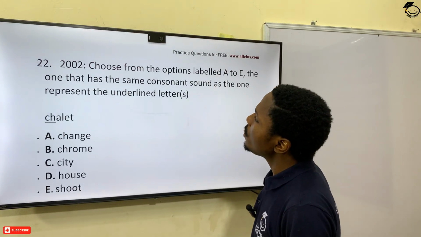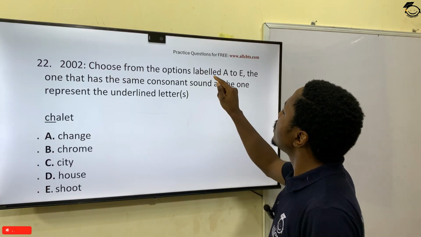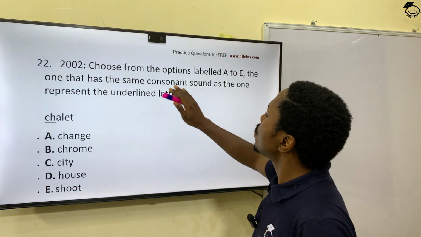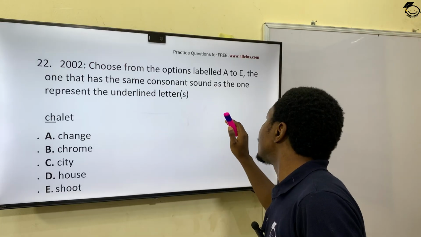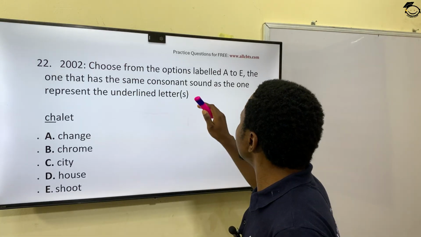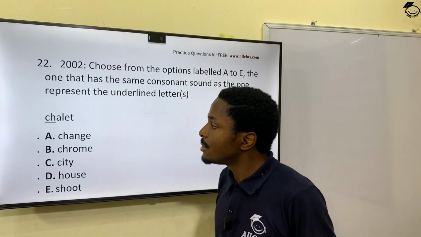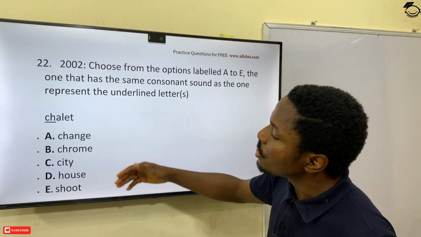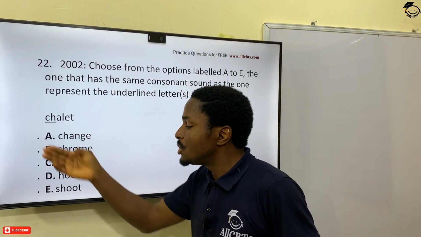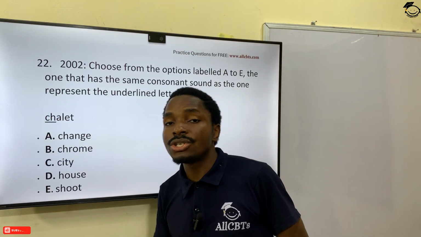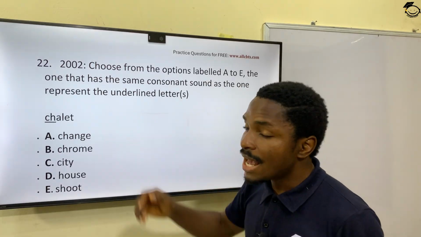22 from 2002. Choose from the options A to E the one that has the same consonant sound as the one represented by the underlined letters. The word is chalet. Which of these words has the same sound as the one in chalet? This is the sound sh, as in chalet. So which of these has that?